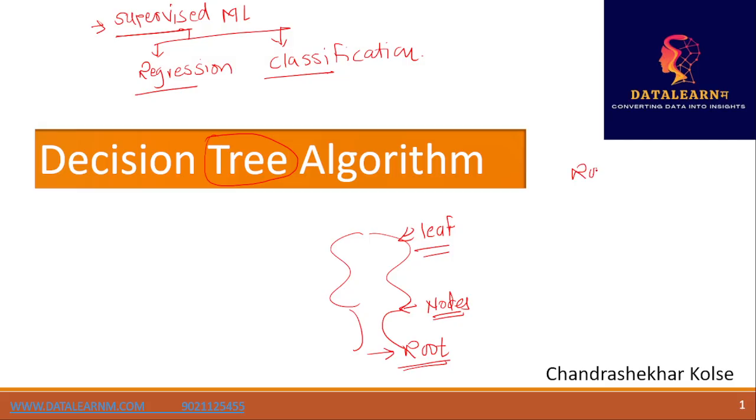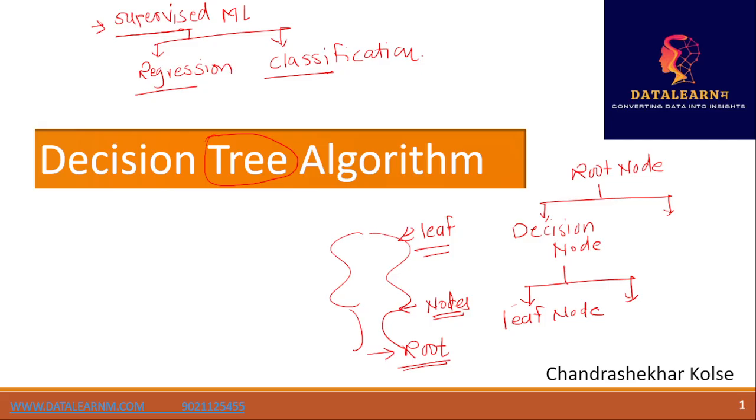It starts from the root node. Then it moves to the decision node. Whatever is in between, that is a decision node. And the last one is the end point of a tree, that is a leaf node, or sometimes called a terminal node. So we will remember these three words: root node, decision node, and leaf node. I will explain the meaning of each term.